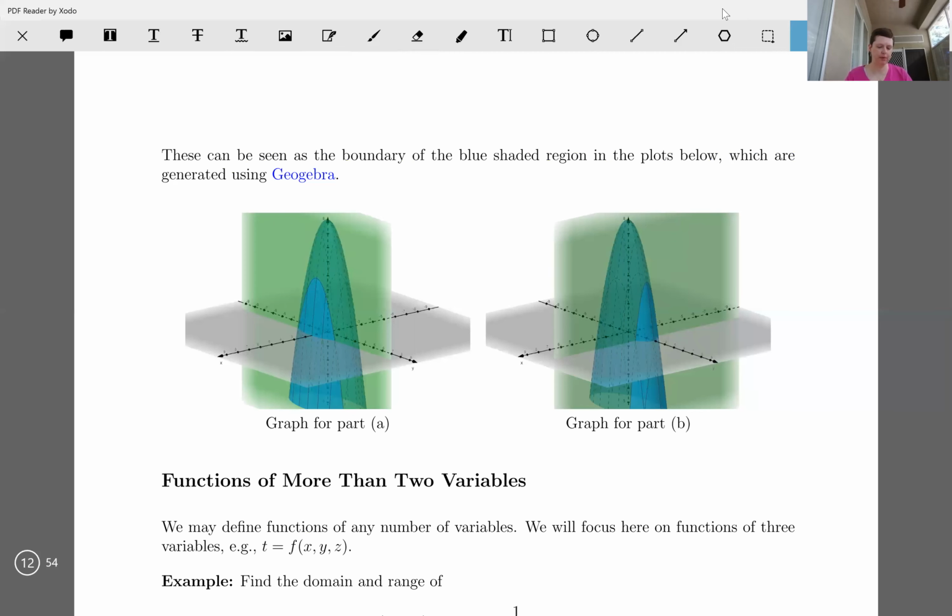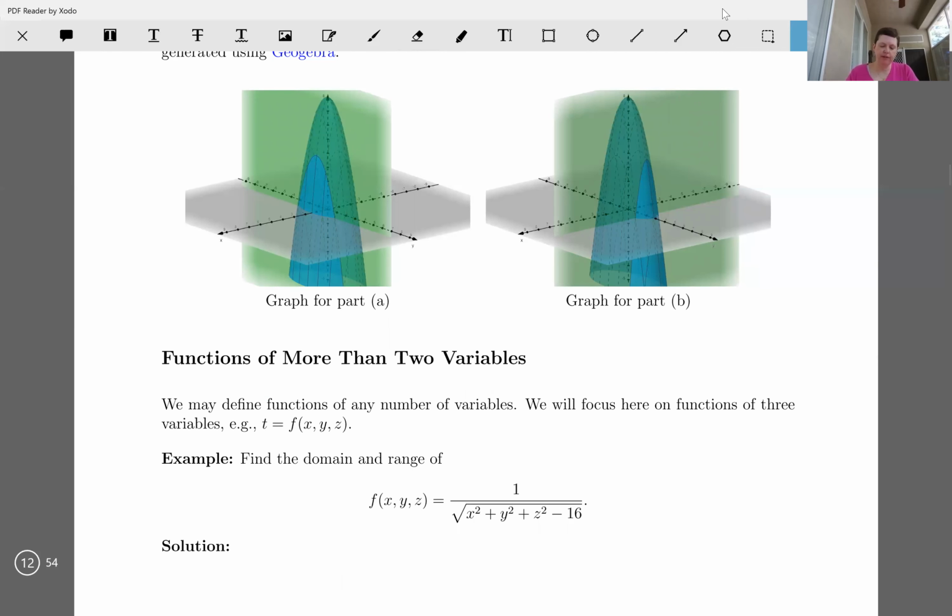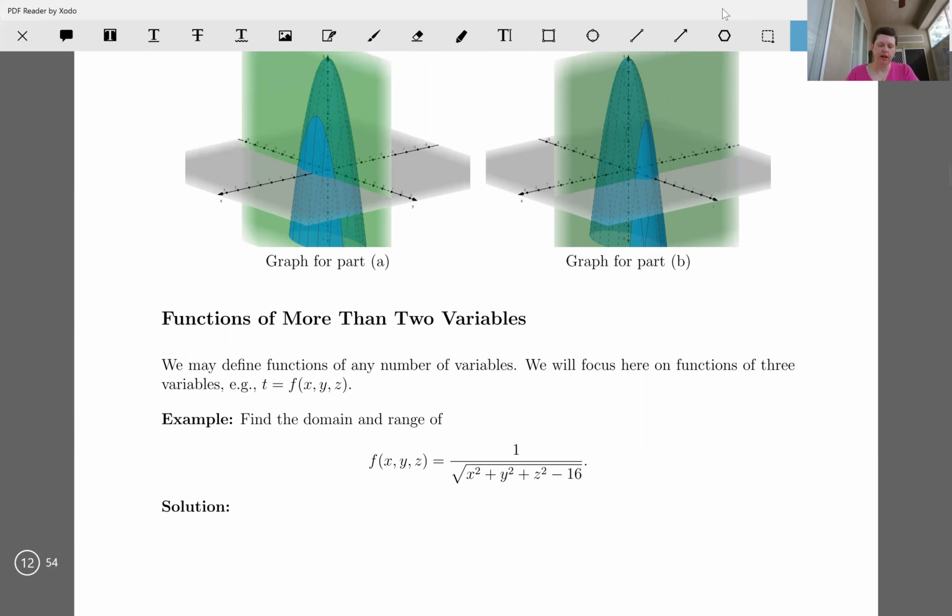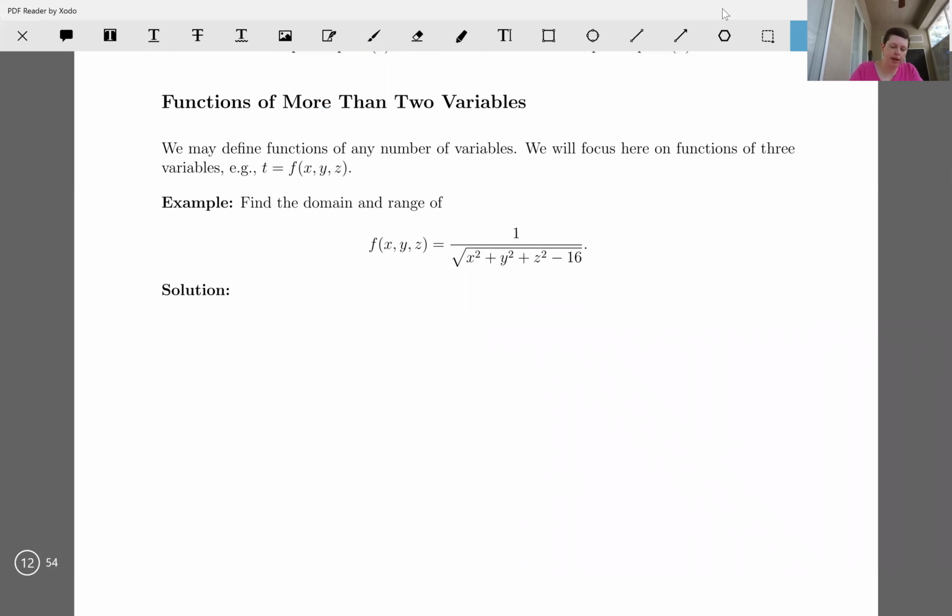So next time we are going to, well, do we have time? Well, might as well, we're not going to say much. We can also define functions of any number of variables, right? We don't have to restrict to 2. We're going to focus here on functions of 3 variables, so we'll call it t equals f of x, y, z. And we'll find the domain and range of a specific example. Okay, so we know that we have to make sure that A, the square root is defined, and B, that the denominator is not 0.